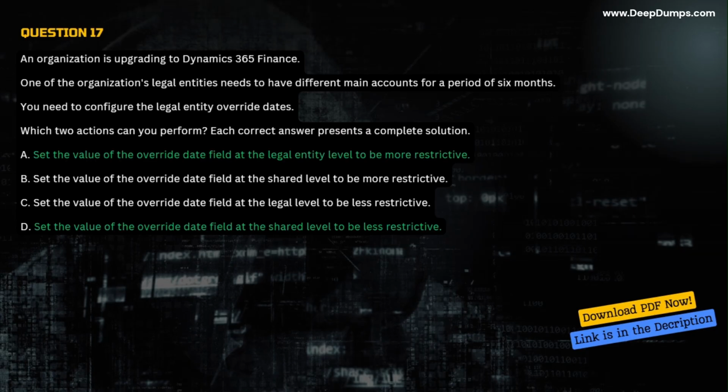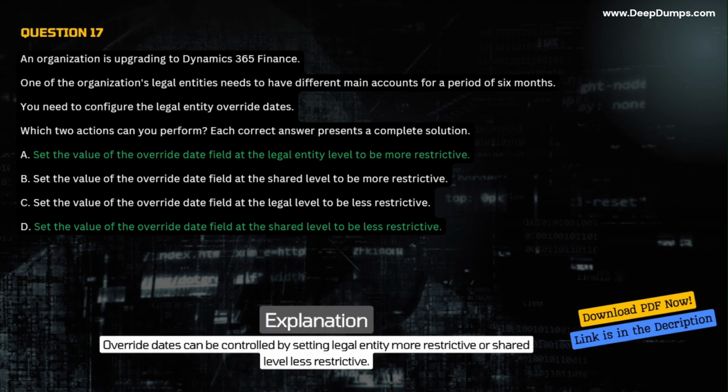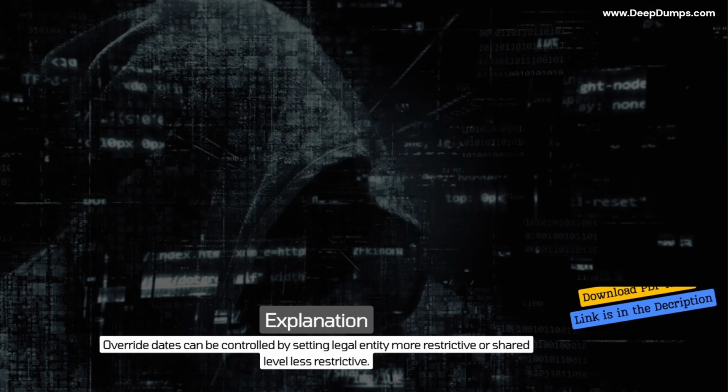Correct answer A and D. Set the value of the override date field at the legal entity level to be more restrictive. Set the value of the override date field at the shared level to be less restrictive. Explanation. Override dates can be controlled by setting legal entity more restrictive or shared level less restrictive. Question 18.